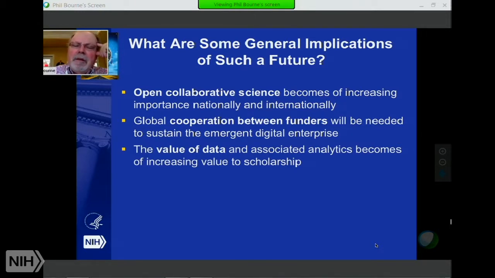I think the implications are that the value of data becomes of increasing value to scholarship. Now, you could dispute that and say, well, the papers are the real value, they always have been. But I think, of course, I may be drinking my own Kool-Aid, but I think to some extent that is changing. An example from my own career is I have a paper that has over 20,000 citations. No one has ever read that paper.